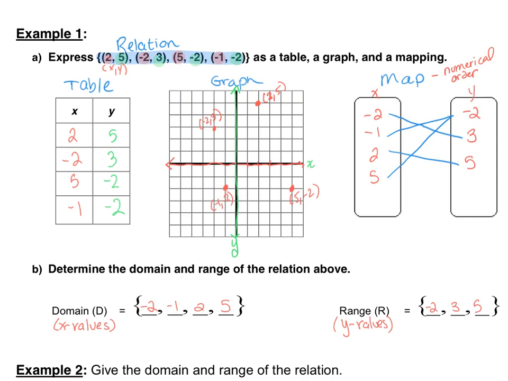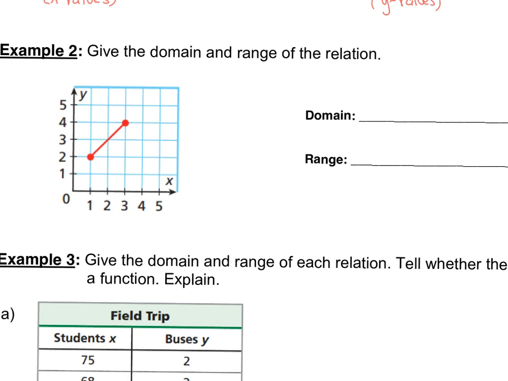That's using a compound inequality. So let's take a look at that. So for example 2, it says to give the domain and range of the relation. So for this, remember the domain are the x values, but notice that the x values go all the way from 1 to 3 inclusive. It includes 1 and 3. So it's going all the way from 1 to 3.